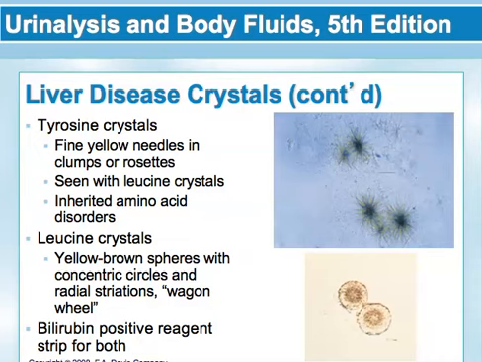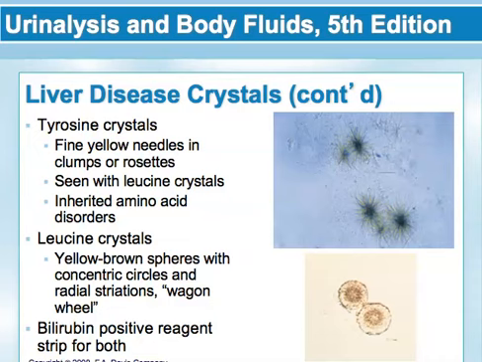Tyrosine crystals are seen as colorless to yellow fine needles that can be in clumps or rosettes. They will commonly be seen in conjunction with leucine crystals as well as a positive result for bilirubin. In addition to liver disorders, they're also associated with inherited disorders of amino acid metabolism, which we're going to go more into in the final unit.